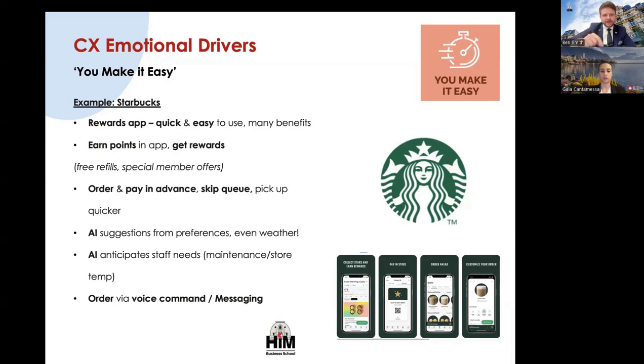AI also benefits the staff in Starbucks because they are able to know when they require more staff to come in or staff can be told to go home. They also use AI to know if the store temperature is at a good level, and also with maintenance to know when machines need to be changed or updated. They also, in the Starbucks app, allow you to use voice command, messaging, all of these things, ordering in advance and paying in advance and then skipping the queue make the process easier.